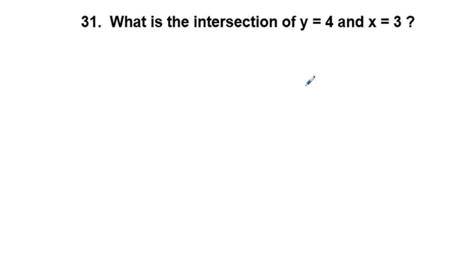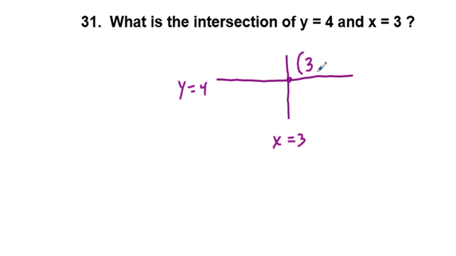Last problem, what is the intersection of y equals 4 and x equals 3? That should be pretty easy. If we have an equation y equals 4, and we have another equation, x equals 3, where do these things intersect? Well, it's going to be simply at the point (3, 4), and what I was looking for simply was not a sketch, but just a boxed in coordinate pair of (3, 4).